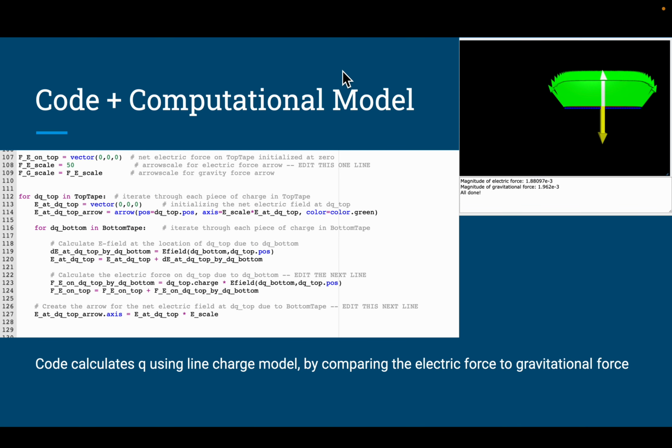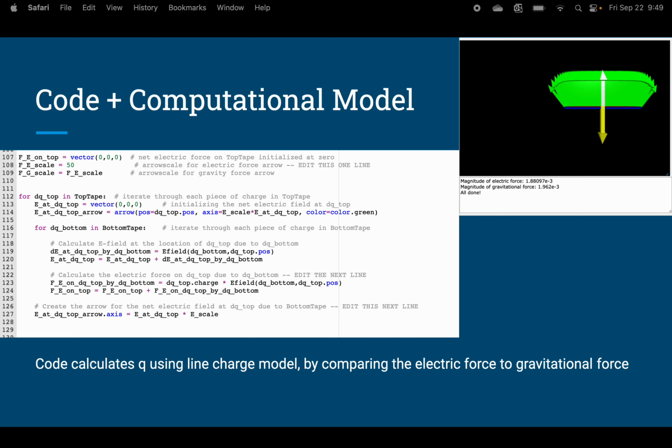So here is the code that I had, and this is the output. As you can see here, this code just calculates Q using the line charge model with the formula that I had shown in the last slide. And you compare the electric force to the gravitational force. As I said, you set those equal to one another, as you can see here. And then when you do that, you can see here the magnitude of the electric force and the gravitational force are basically the same, almost the same.